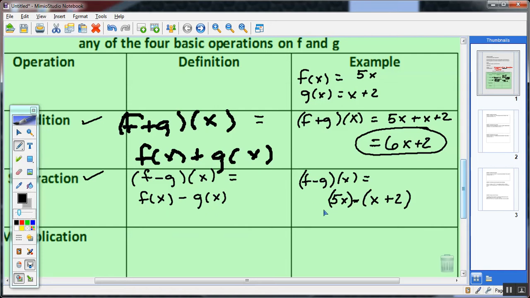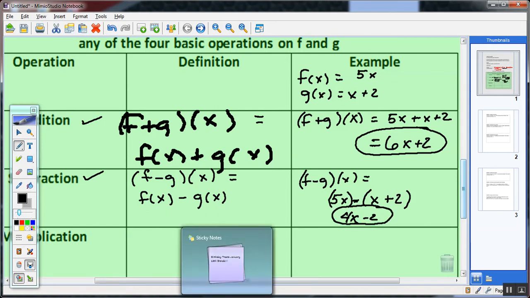Okay, so what's 5x minus 1x going to get you? And then how about my plus 2? What's that going to become? Minus 2. 4x minus 2 is what I have there. You guys okay with that?